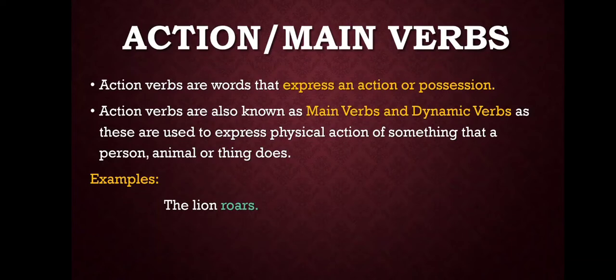For example, the lion roars. So what is an action that is being performed by the lion? It is an action of roaring. Stars twinkle. Ali eats a burger. So eat and twinkle and roar, these are the actions that are being performed by the subjects.